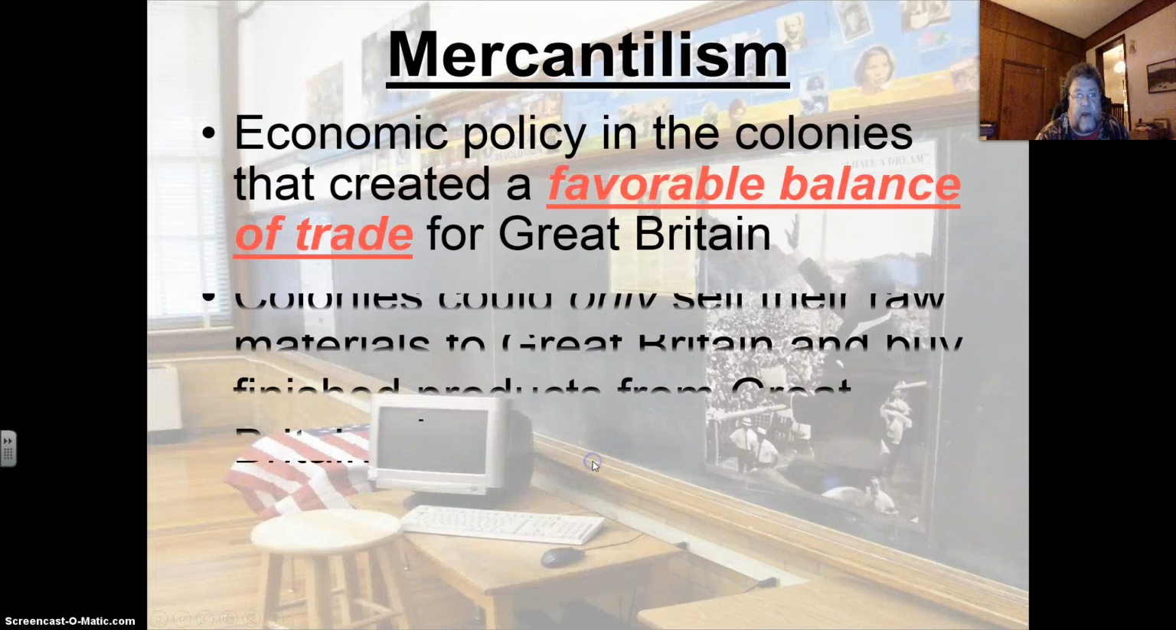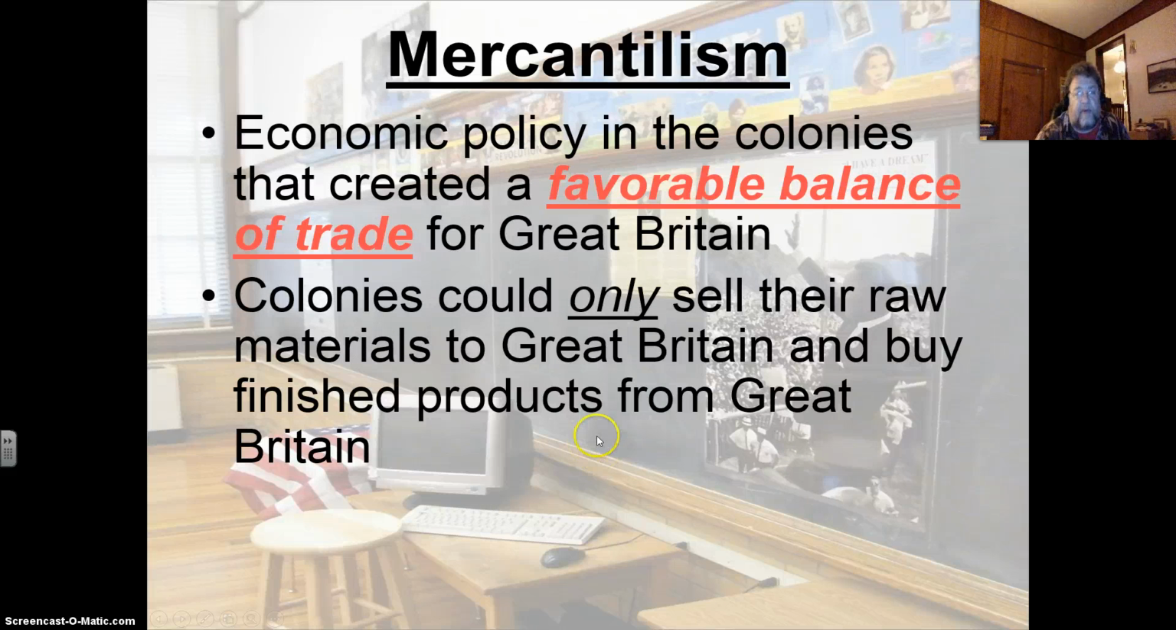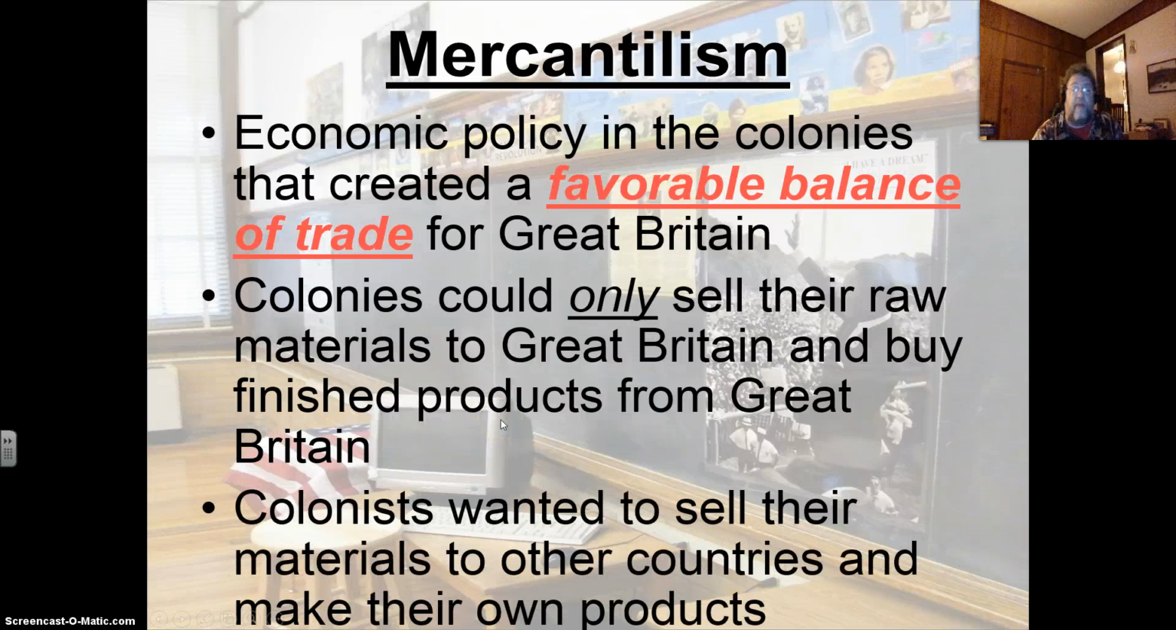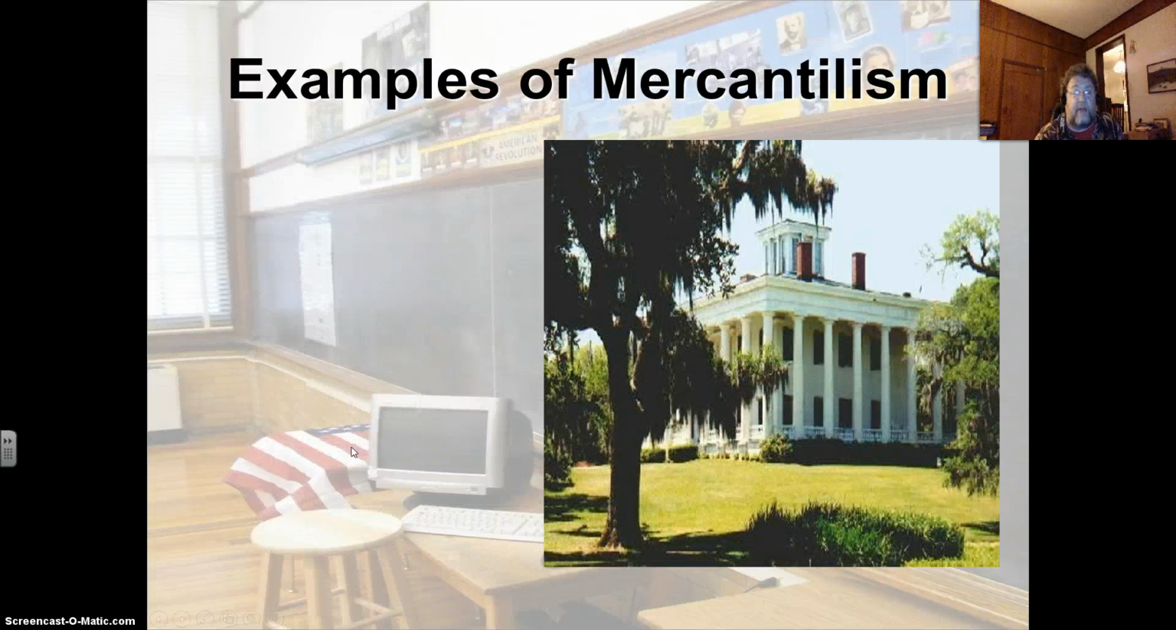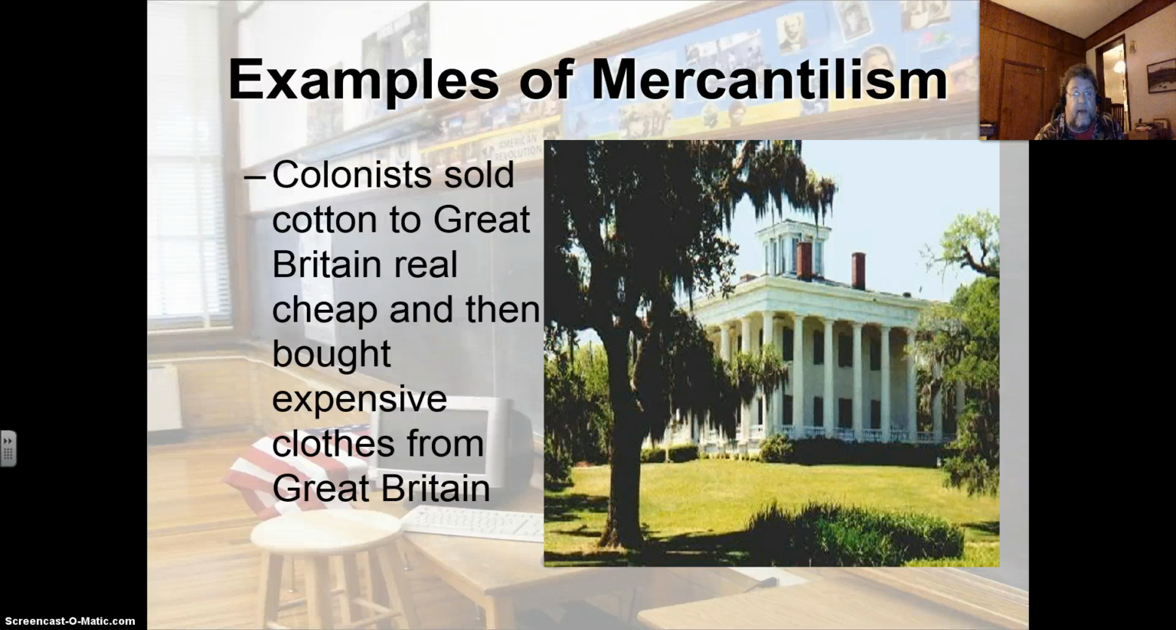Now, mercantilism is another concept. Great Britain had a policy in the colonies that created a favorable trade balance for Great Britain. Colonies could only sell their raw materials to Great Britain, and buy finished products back from them. So they could only buy from one place and sell to one place. Colonists wanted to sell their materials to other countries and make their own products. An example of mercantilism would be the colonists selling cotton to Great Britain really cheaply, and then ending up buying expensive clothes back from Great Britain, and this was not a great arrangement.